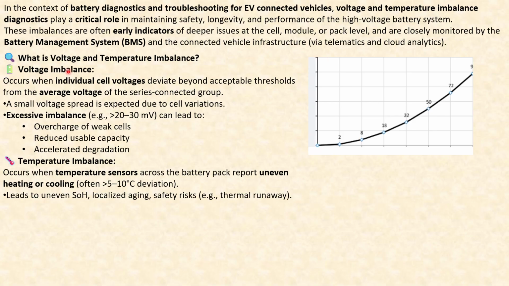Now, talking about what voltage and temperature imbalance is: voltage imbalance occurs when individual cell voltages deviate beyond acceptable thresholds from the average voltage of the series connected group. Understand this sentence very carefully. A small voltage spread is expected due to cell variation. But excessive imbalance, for example greater than 20 to 30 millivolts, can lead to overcharge of the weak cells, reduced usable capacity, and accelerated degradation.